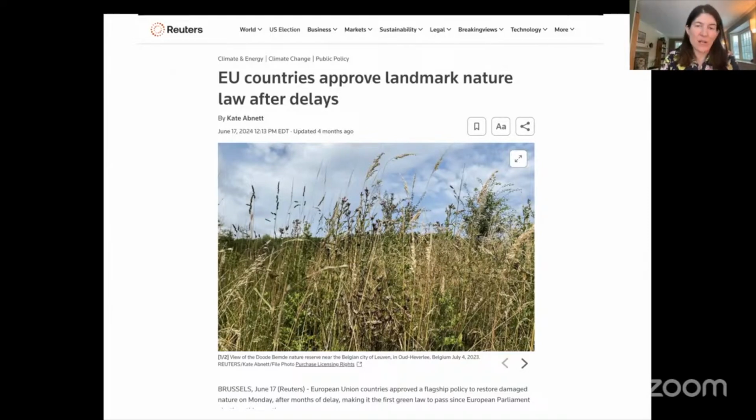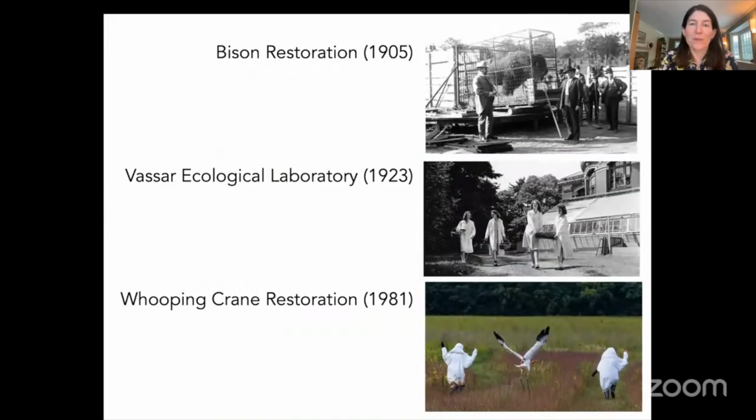So I thought I would very briefly pull out 3 examples from Wild by Design that I think can be brought into productive conversation with art and cultural heritage conservation. The first being bison restoration, the second being the rise of ecological gardening and an attention to communities of plant species, and the third being the International Crane Foundation's work on whooping crane restoration.